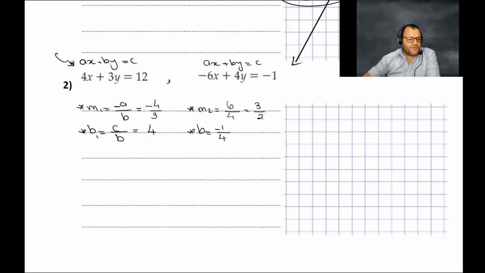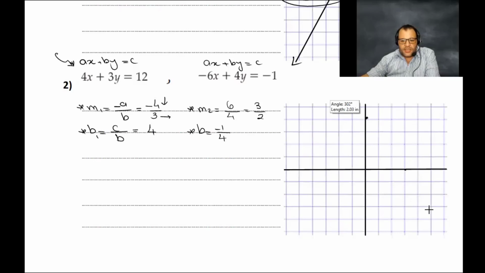So how can we graph this one? Those are the coordinates that we have. For the first point, we will start from 4: 1, 2, 3, 4. It's going down 4 and going to the right 3. So going down 4 and going to the right 3, that is the second point. Then that is the line that we have.